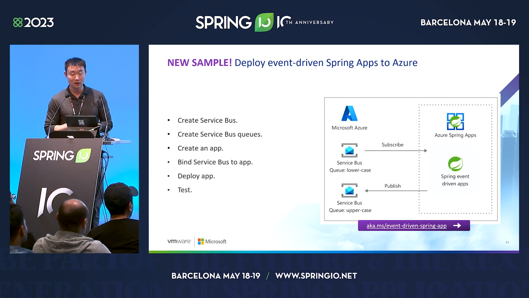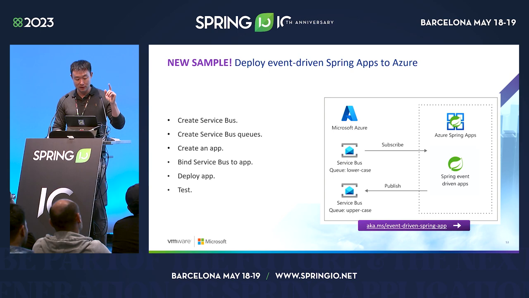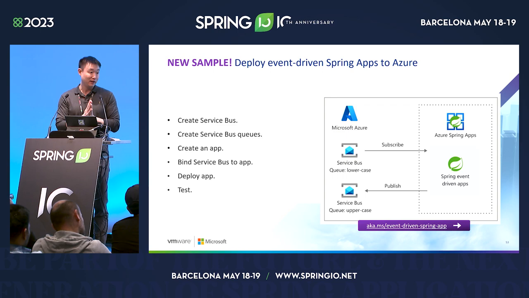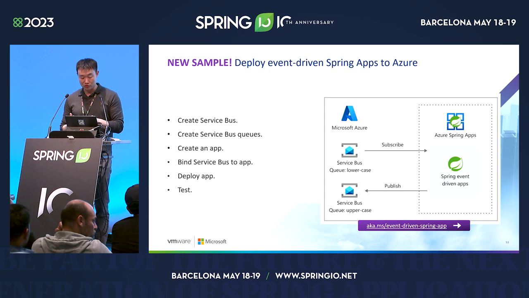It has Azure Spring Apps sitting on the right-hand corner that is listening to a service bus queue. There are two concepts in service bus. There's a service bus queue and a service bus topic. Don't ask me the difference between those two. I'm not a service bus guy. But it's basically just processing messages from a service bus. It's gonna convert them from lowercase to uppercase. So not a very exciting demo, but conceptually it's very simple. But it demonstrates the concept of event-driven apps and running that on Azure Spring Apps.